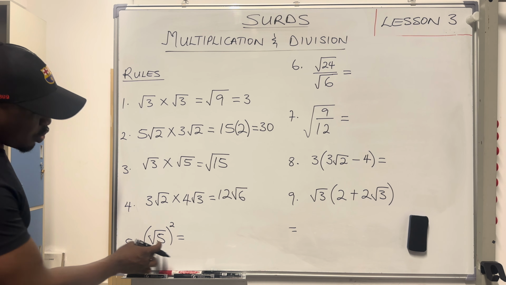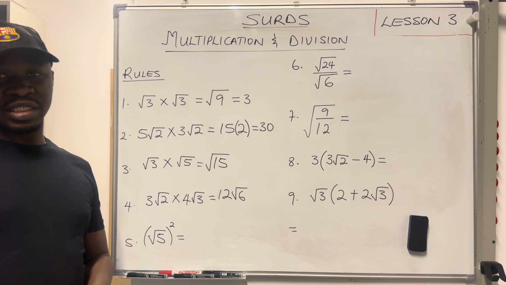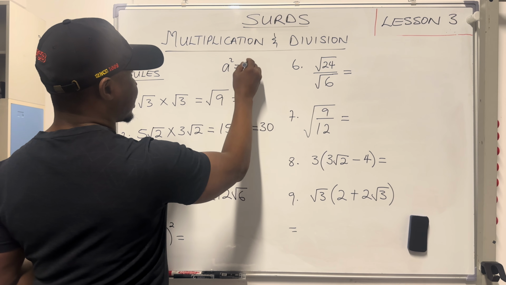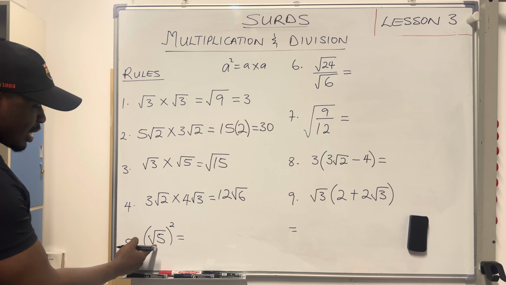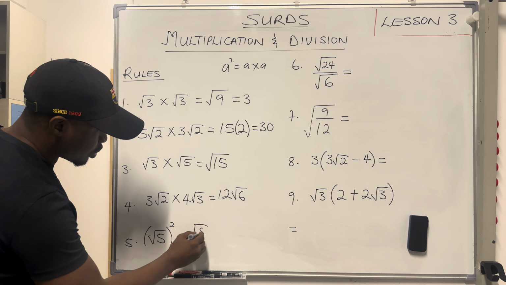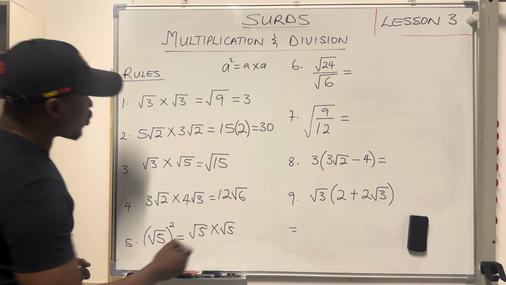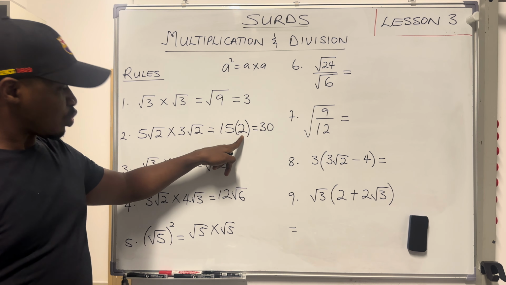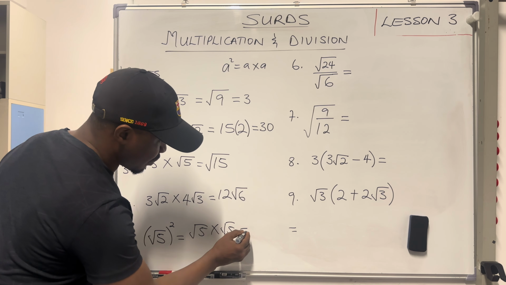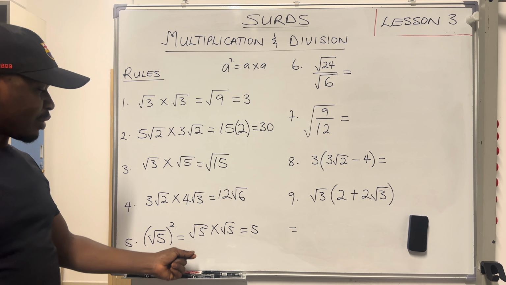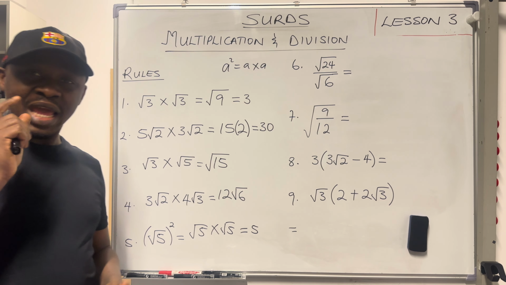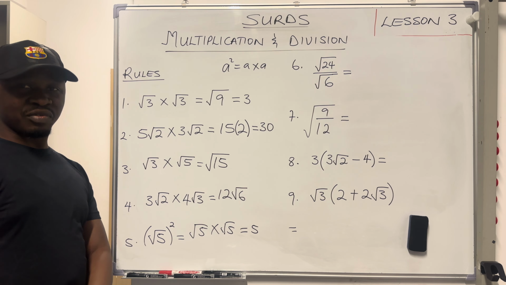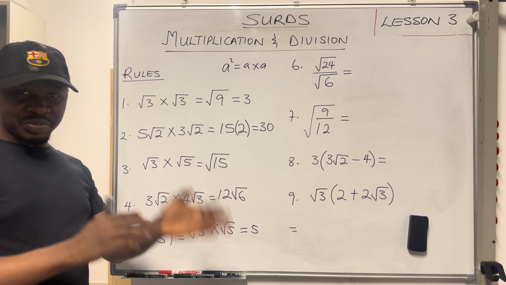Now, squaring this, don't think surds are exceptional cases to squaring values. If you say a squared, it is a times a. So likewise, root 5 squared is root 5 times root 5. So we come to this level: root 3 times root 3 is 3, root 2 times root 2 is 2, root 5 times root 5 is 5. So here again, we usually avoid this case. Whenever you square a square root, just write this number. You don't need to come to this level. I hope it is making sense.